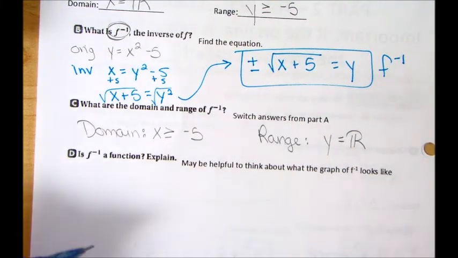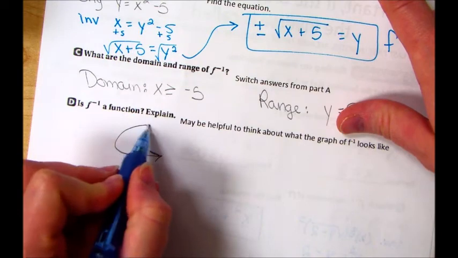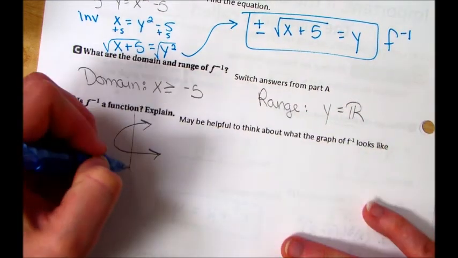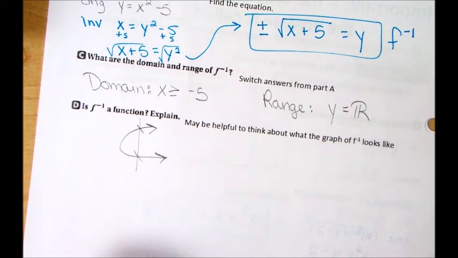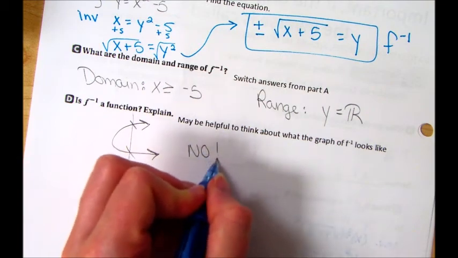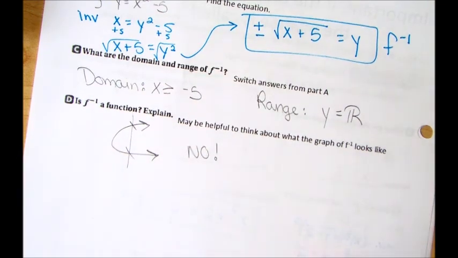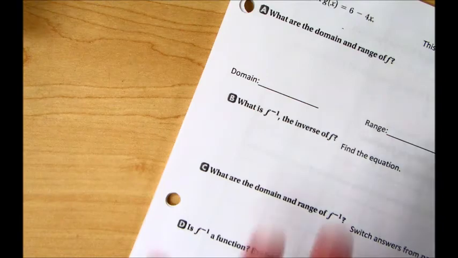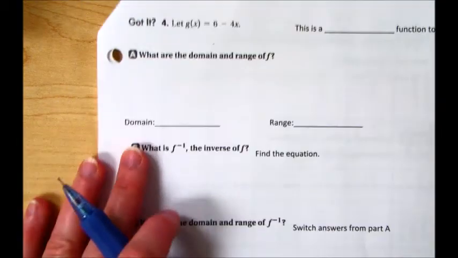Now, is this a function? Remember, it started as a parabola, so the inverse is going to be a sideways parabola. That does not pass the vertical line test. This is a big fat no. It is not a function. Let's try it again. I'm going to start a new video, though.